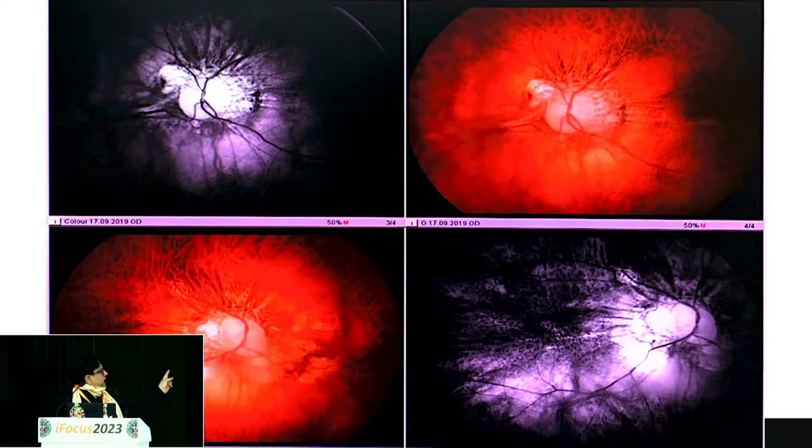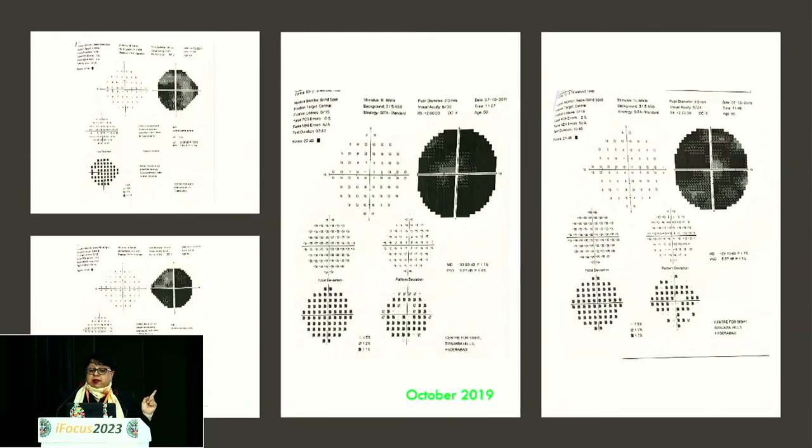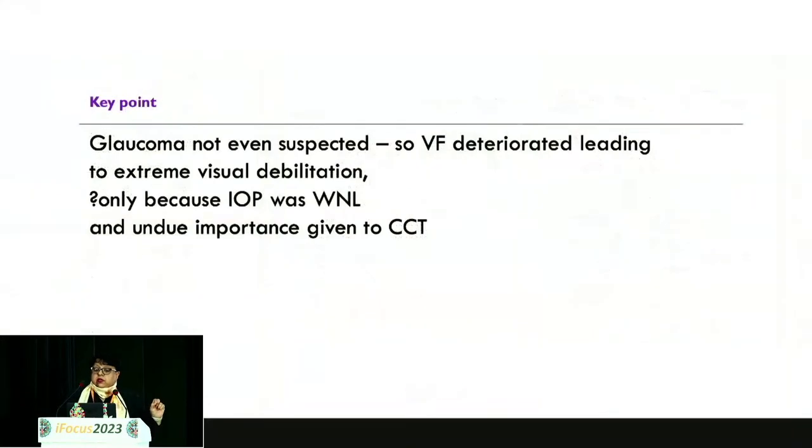All right, there's yet another one, myopic, that was not picked up. Now, if you look at the red-free, you will be able to pick up the shallow cup. Remember, myopes typically have shallow cup, both eyes. This is how, when it was picked up for him, his glaucoma, but he deteriorated quite rapidly and became like this when he came to me. So he underwent clear lens extraction and complained of visual deterioration.